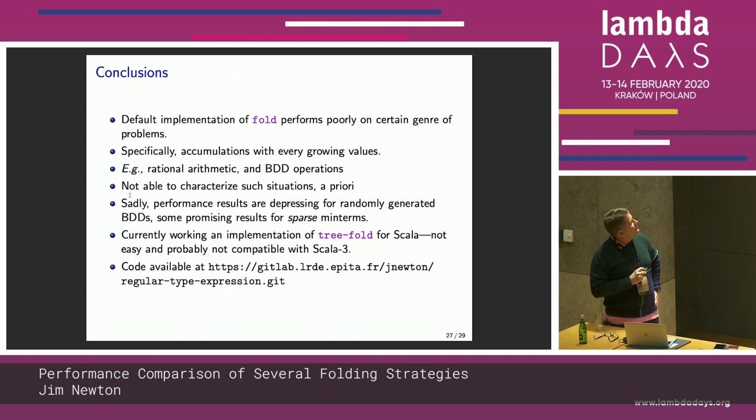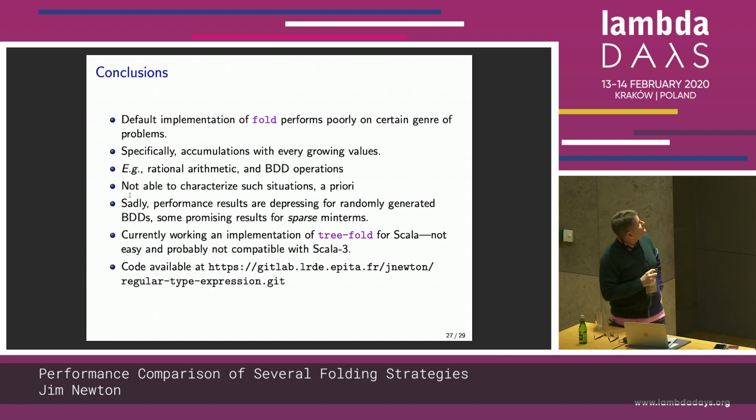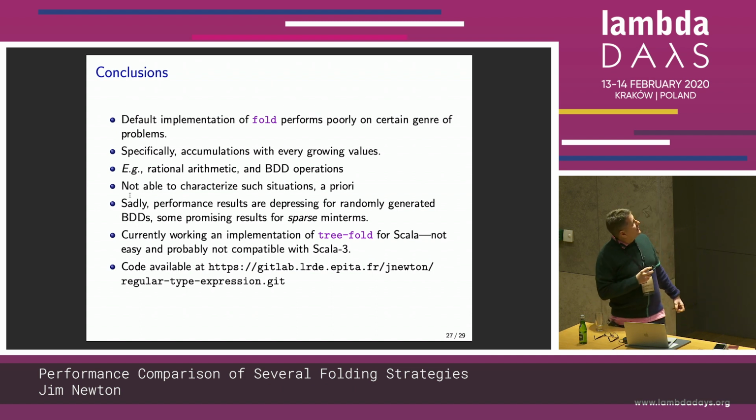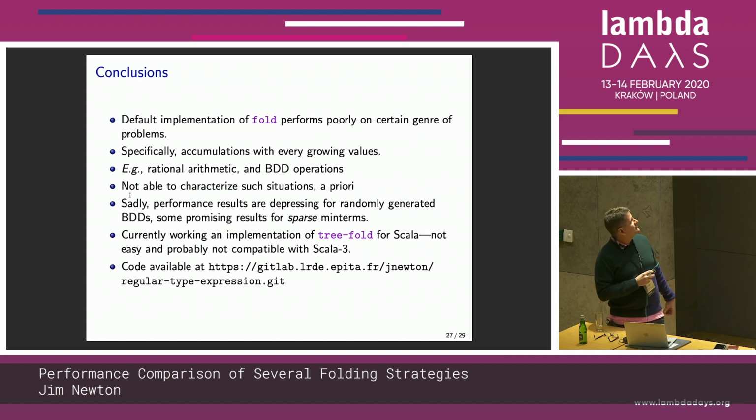And sadly, we have some depressing results for the actual problem that we wanted to solve of generating randomly selected BDDs. I have an implementation of treefold in Scala. It actually is surprisingly difficult to work with every type of collection in the Scala library. I've had many polite arguments with Scala experts about why it's so difficult. And my code is not compatible with Scala 3 because I'm using certain features in my implementation that are going away. I don't know how to fix that.